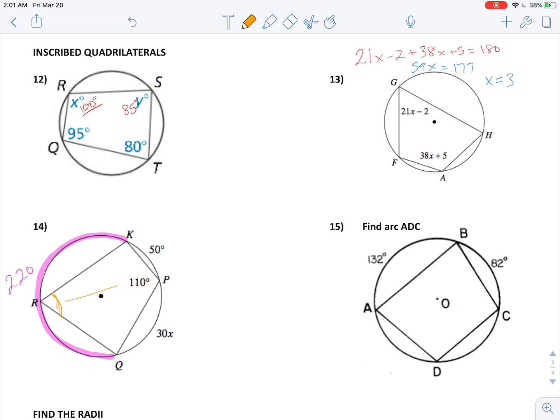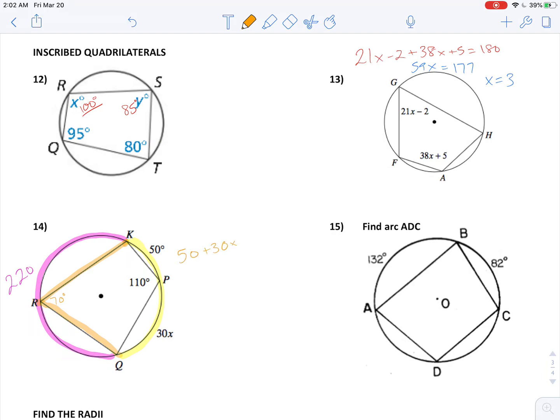But what do I know about this angle that's opposite 110? What do these angles have to add to? Well, they've got to be supplementary. They've got to add to 180. So that must be 70. And now let's take a look at what angle is being intercepted by angle KRQ, or QRK. What's being intercepted by that 70? Well, we're pretty lucky here that they are exactly what we need them to be.